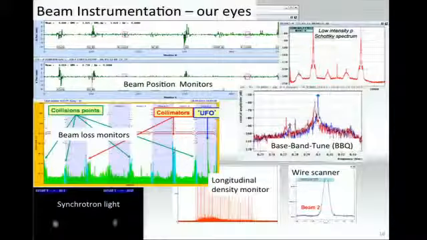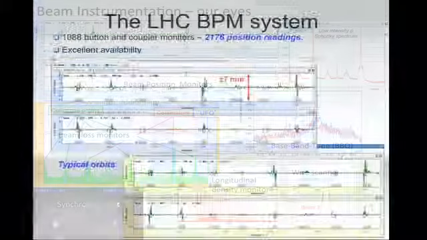So just a quick look at the beam instrumentation. I won't go into any details here, but this is vitally important. This is our eyes. We're looking at beam position, we're looking at beam loss, we're measuring the tune, we're measuring the emittance, we're looking at the bunch structure around the ring. We're taking synchrotron light from the beam to try and measure the transverse beam size, etc. So this is a critical system for us. I'll just pick out the two really important ones.